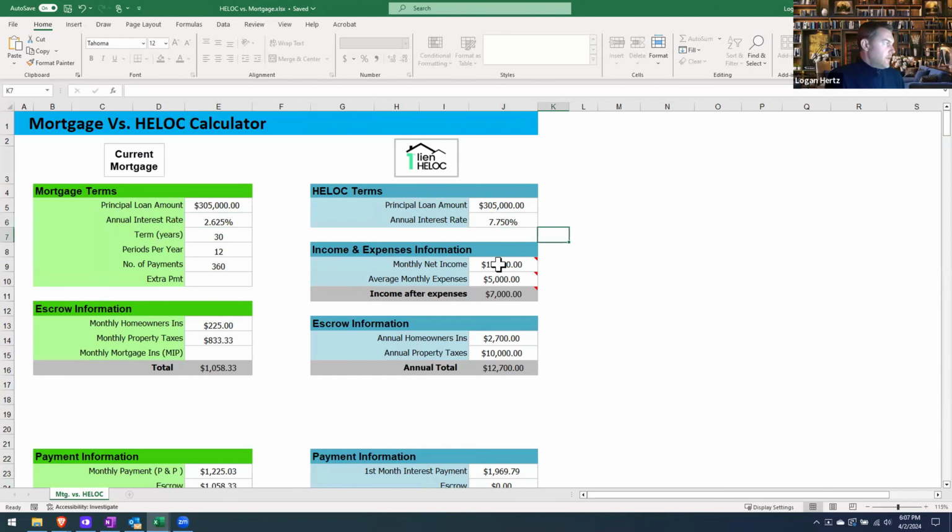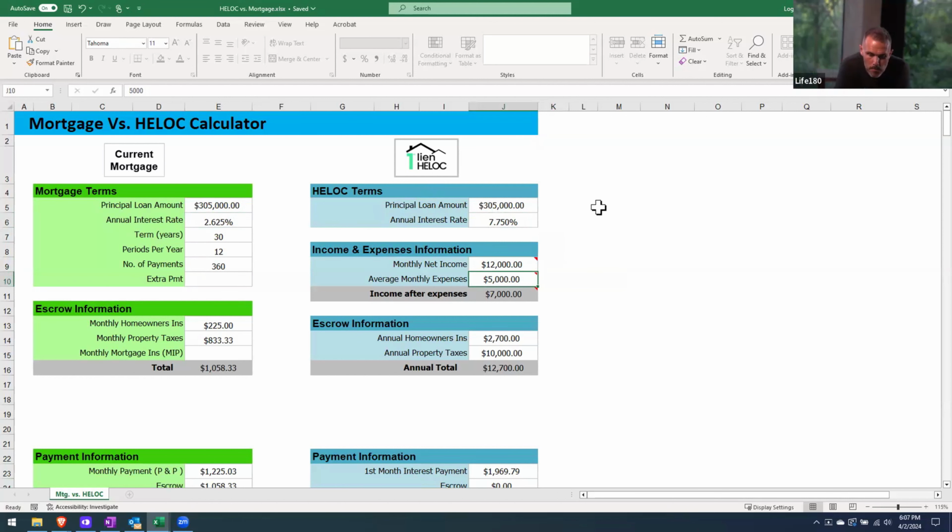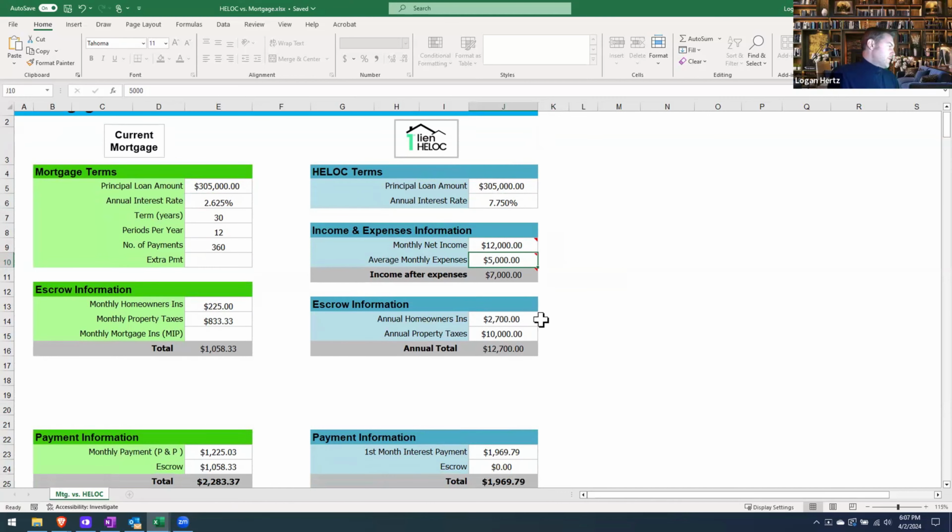management tool. So in this example, this person has monthly net income of $12,000, monthly expenses of $5,000, not including your housing payment. Keep that in mind, right? Because we're replacing your mortgage with a HELOC, your mortgage payment goes away. So your monthly expenses, we just removed probably your largest monthly expense. So think about what that would do for your cash flow. And then we got homeowners insurance, property taxes.